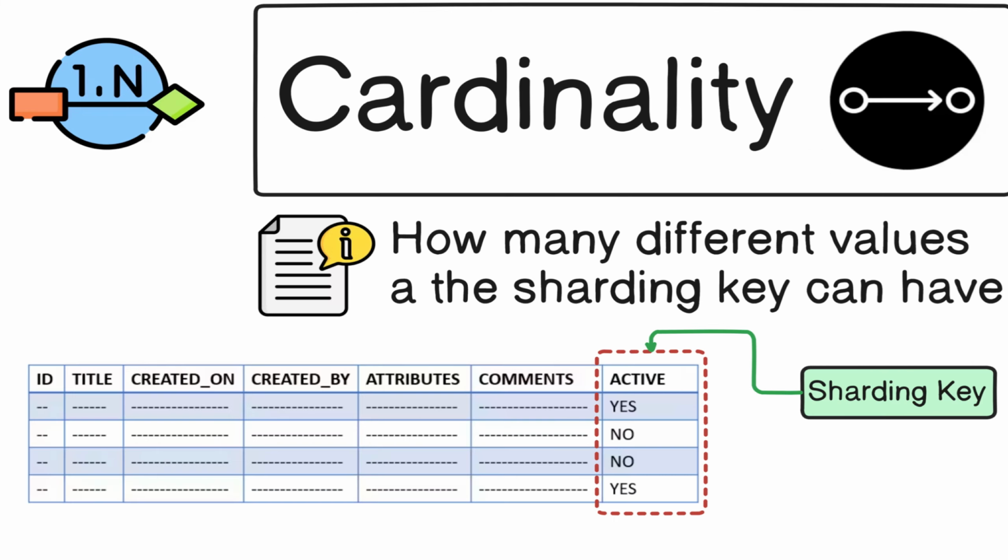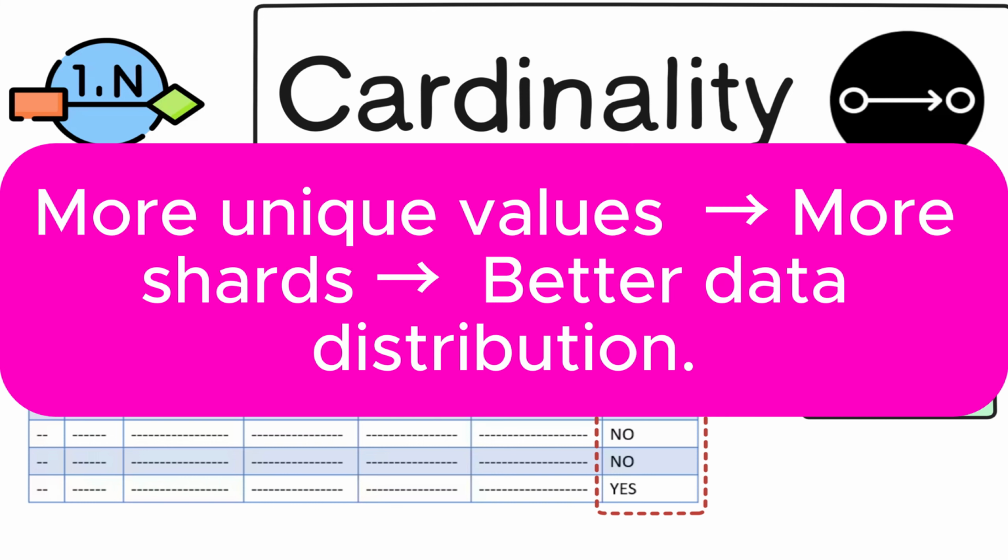Let's say we have decided to make this active column as a sharding key. This column can have only two values, either yes or no. So its cardinality is 2, which means we can only create two shards if we select this column as a sharding key. One shard will have all the data with active value as yes and the second shard with active value as no. The bottom line is the more unique values our sharding key has, the more shards we can create. That will lead to better data distribution.